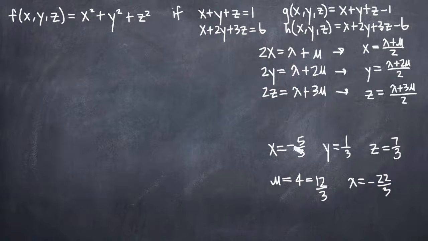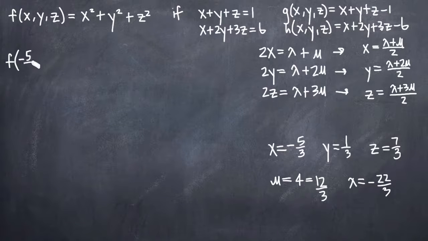Okay, so our last step, now that we've solved for x, y, and z, is going to be to plug those values back into our original function, f of x, y, z. So this set of values constitutes the coordinate point negative 5 thirds, 1/3, 7/3. So essentially we're evaluating the function at that point to see what the value is.